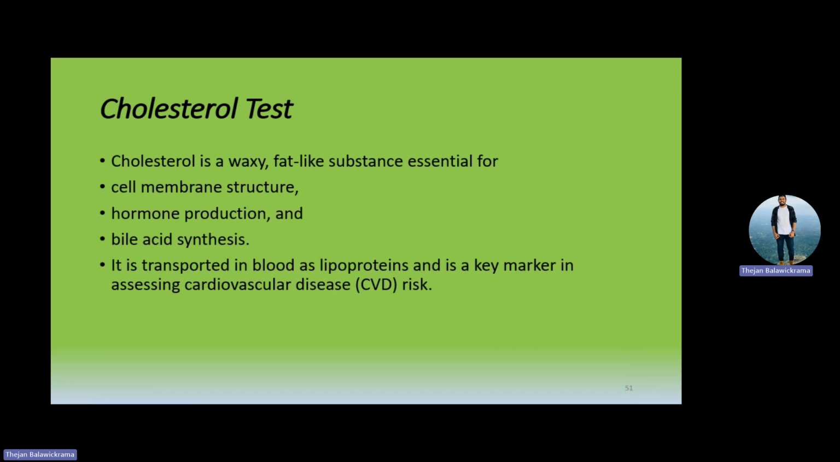So, the cholesterol test. First of all, if I remind you, cholesterol is a waxy, fat-like substance, right? When we say cholesterol, we get a very bad feeling about it. But no, cholesterol is something that we need. It is essential for cell membrane structure, some hormone production, and bile acid production. And it is transported in blood. Those are the general things about cholesterol.